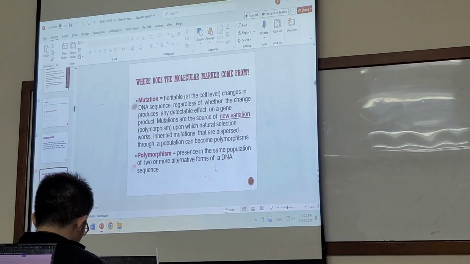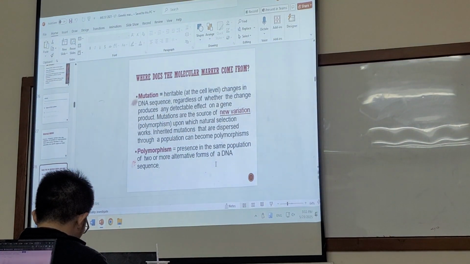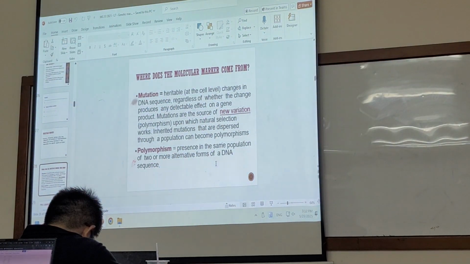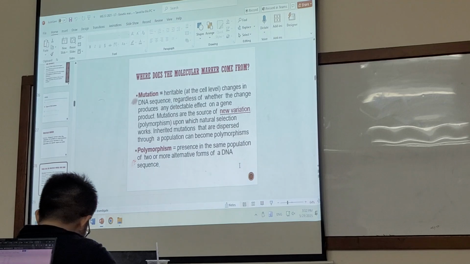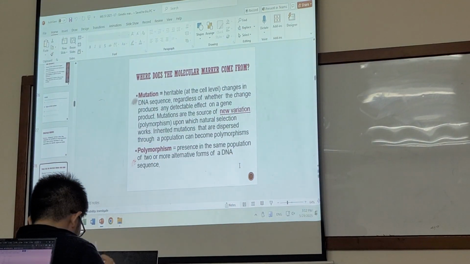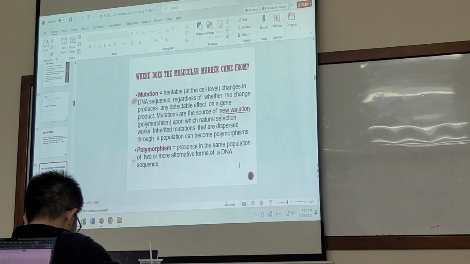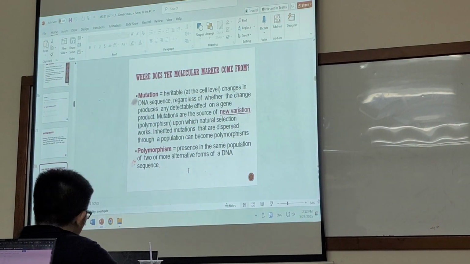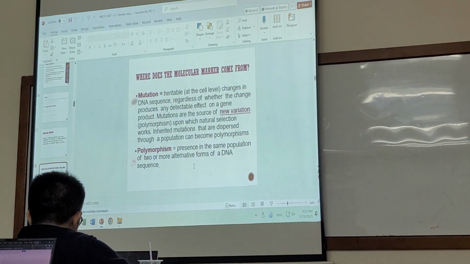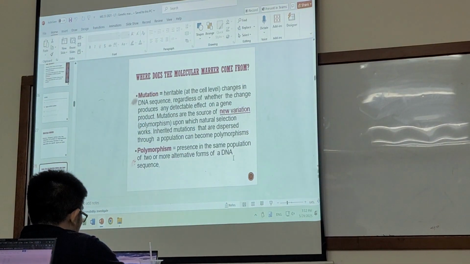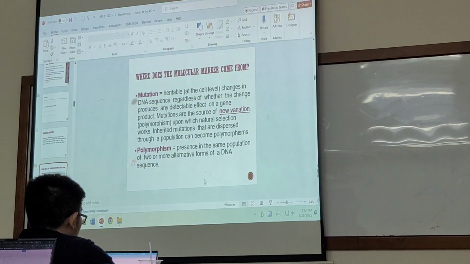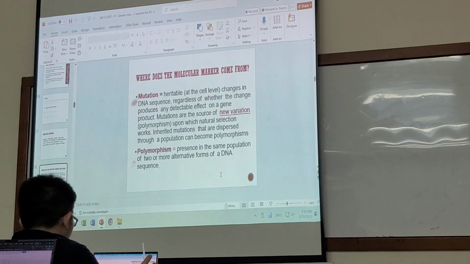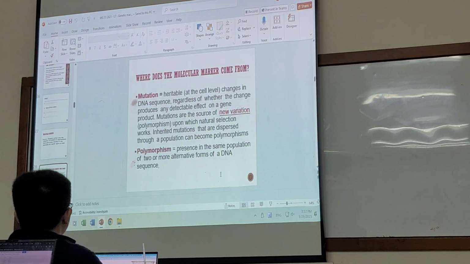This one gives you the definition of polymorphism: two or more alternative forms of a DNA sequence. Polymorphism is an alternative form of a DNA sequence, not necessarily a gene. Okay, DNA sequence. And so, because of the differences, that's why we use markers.